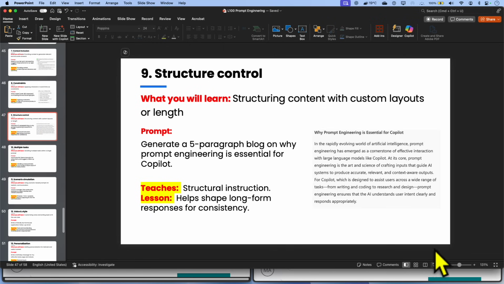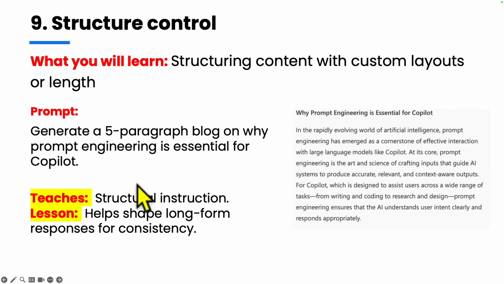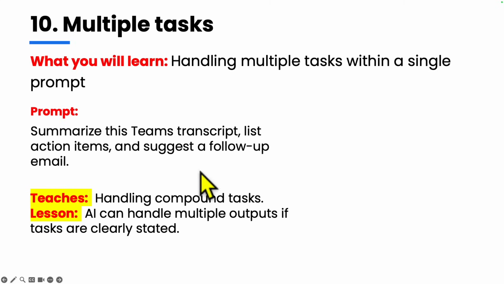All right, so what we learned here is structural instruction, because the structure was a 5-paragraph blog, easy to understand. These sort of structural controls help shape long-form responses for consistency. If you are creating long-form content and want some sort of consistency, it's good to include a few constraints like this. Let's look at the 10th example, multiple tasks. In this, we are going to learn how you can add multiple tasks and how the model is going to handle multiple tasks with a single prompt.